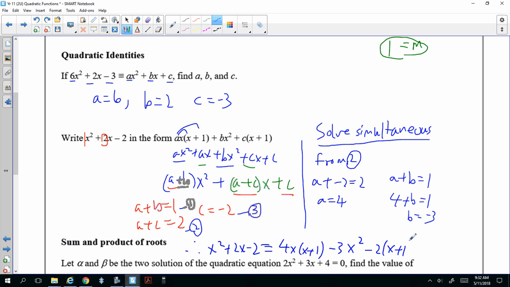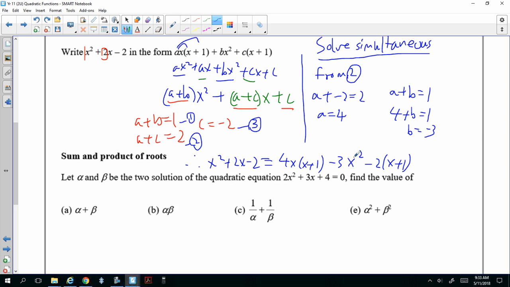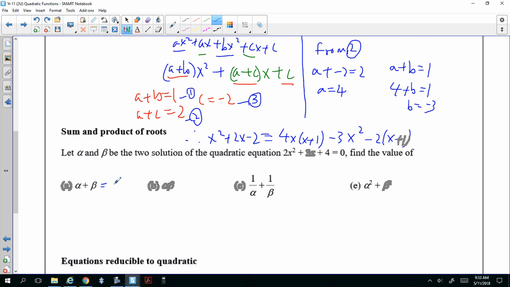Alright, finally we've got sum and product of roots that we learned recently. So let's write them all down. Alpha plus beta is minus b on a. That's on the reference sheet. Alpha beta is c over a. The rest are not on the reference sheet, so you need to remember how to do them. Minus b over a is minus 3 over 2. C over a is 4 over 2, which is 2. And when you do the sum of the reciprocals, make sure you make it the same denominator. 1 over alpha plus 1 over beta equals alpha plus beta over alpha beta, which is the sum over the product. That will give you negative 3 on 4.